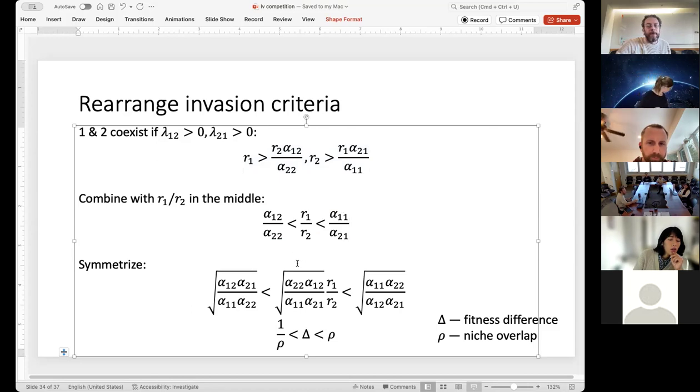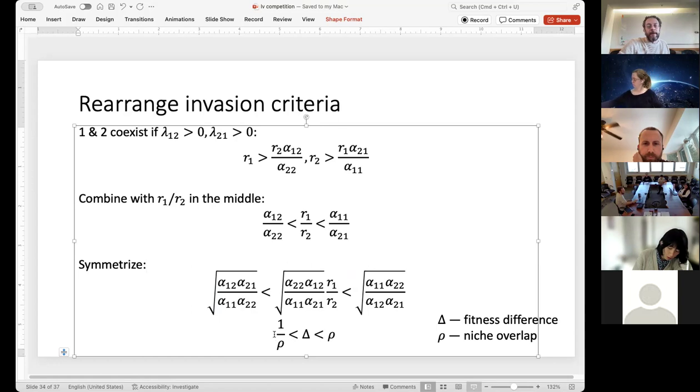A little bit convoluted, but if we do some appropriate factoring out, we can rearrange it so that on the outside, we've got this square root of alpha 1, alpha 2 divided by alpha 1, alpha 2. And then this thing over here on the left is the same thing, but just the reciprocal, just flipped. And so now, finally, this is it. We're going to take this thing on the outside, the little bumpers there, and call that rho, which is going to be our measure of niche overlap. And then this thing in the middle we'll call delta and call that the fitness difference between the 2 species.